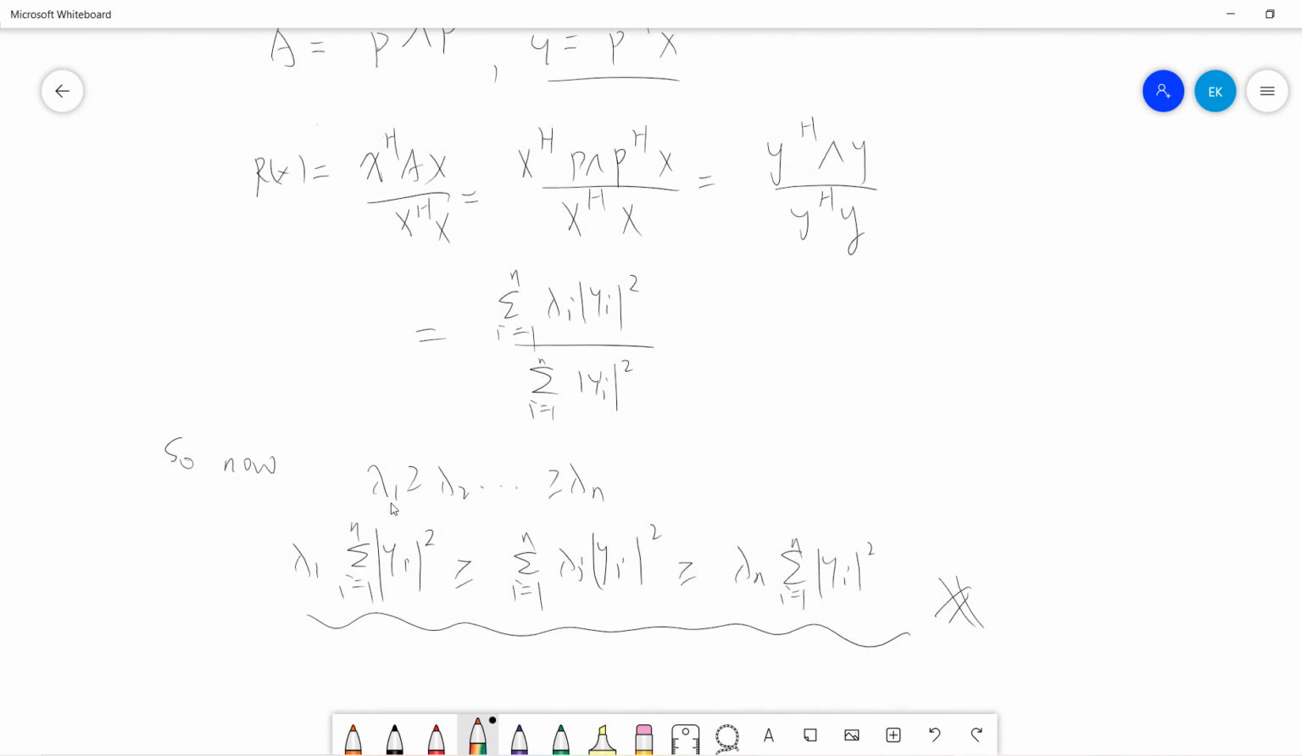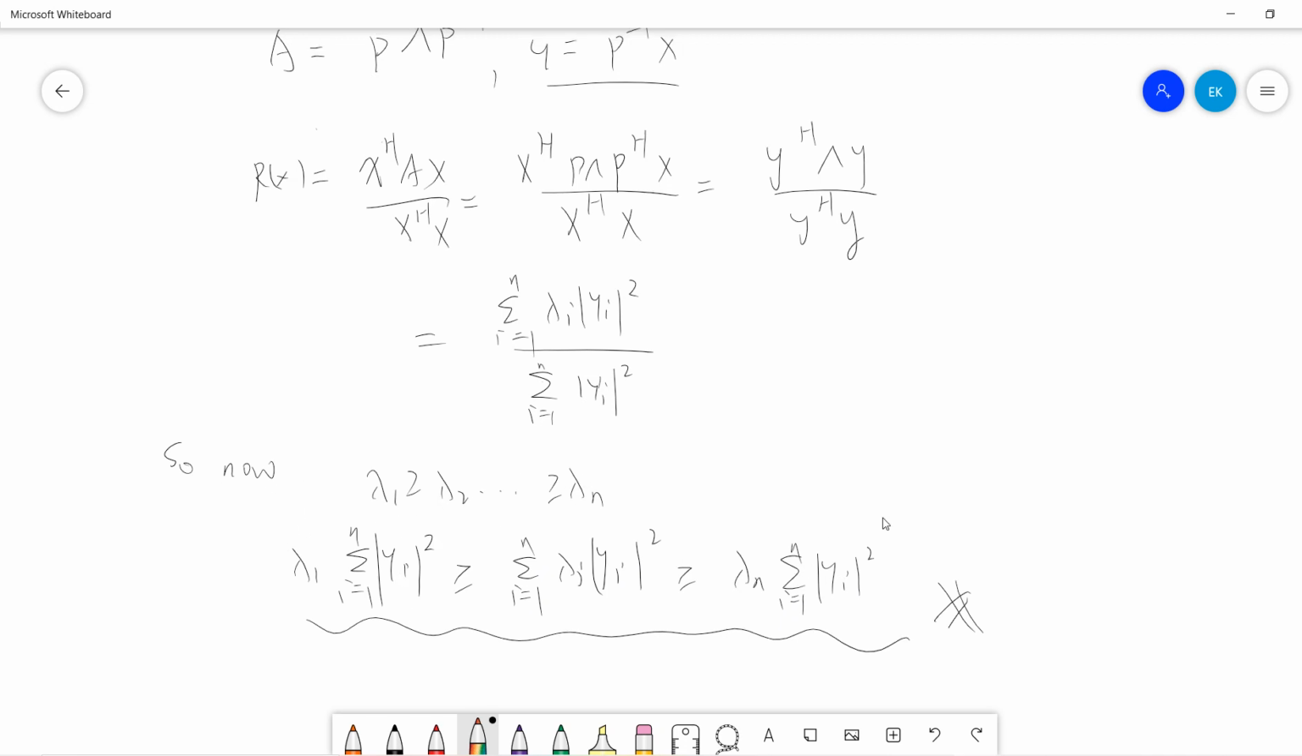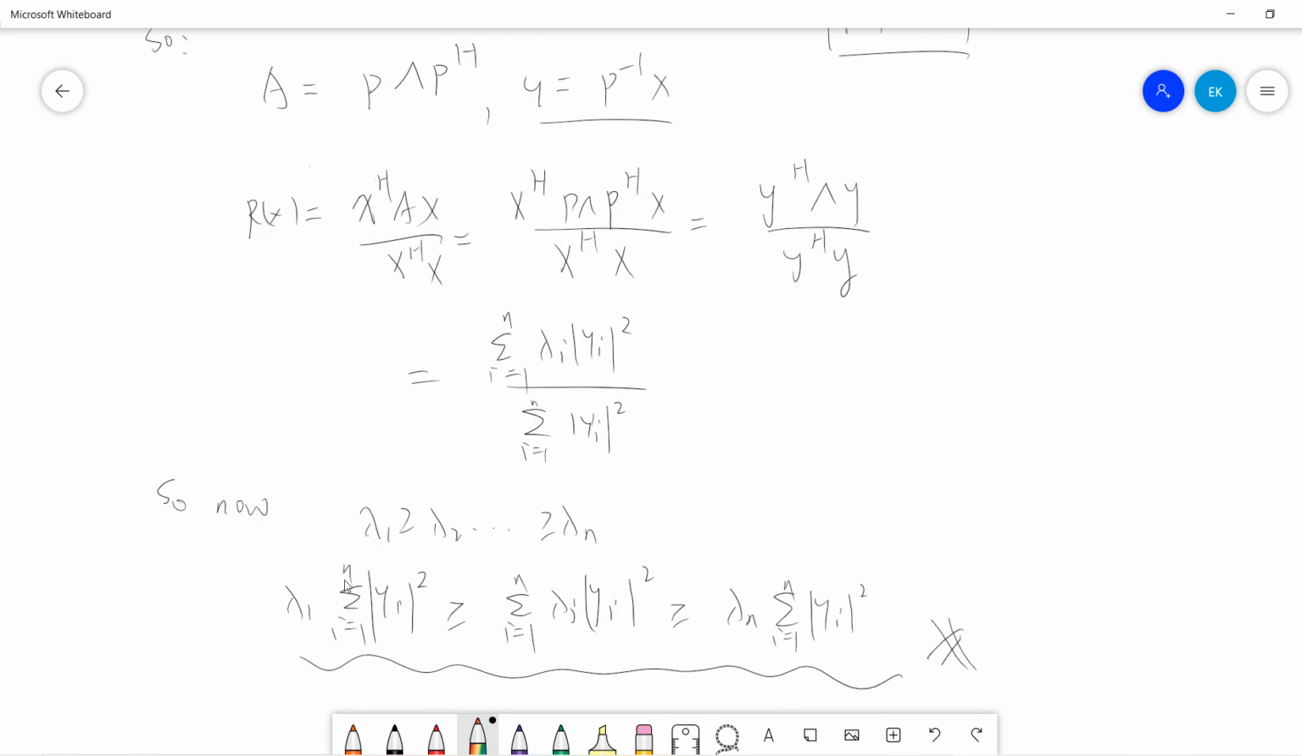Since lambda 1 is the greatest, the sum of lambda_i y_i squared, i from 1 to n, is less than or equal to lambda 1 times the sum of y_i squared, and greater than or equal to lambda n times the sum of y_i squared. So we have this and this. Putting all of this information together and dividing by the sum of y squared, we get that the original expression R of x is greater than or equal to lambda n and less than or equal to lambda 1.